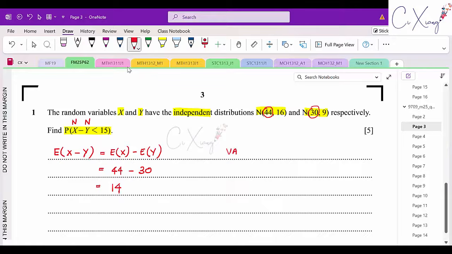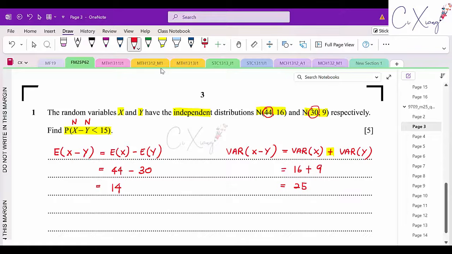After that, we want to calculate the variance for X minus Y. So what's the value for the variance of X minus Y? It will be variance X plus variance Y. You have to take note that when you have a minus inside the variance and you want to expand it, it is always positive, because our final answer for variance must always be positive. So make sure you don't write it as negative. You have to make sure that it's always positive. What's the value for the variance of X? It is 16. What's the value for the variance of Y? It is 9. So you have 25 here.